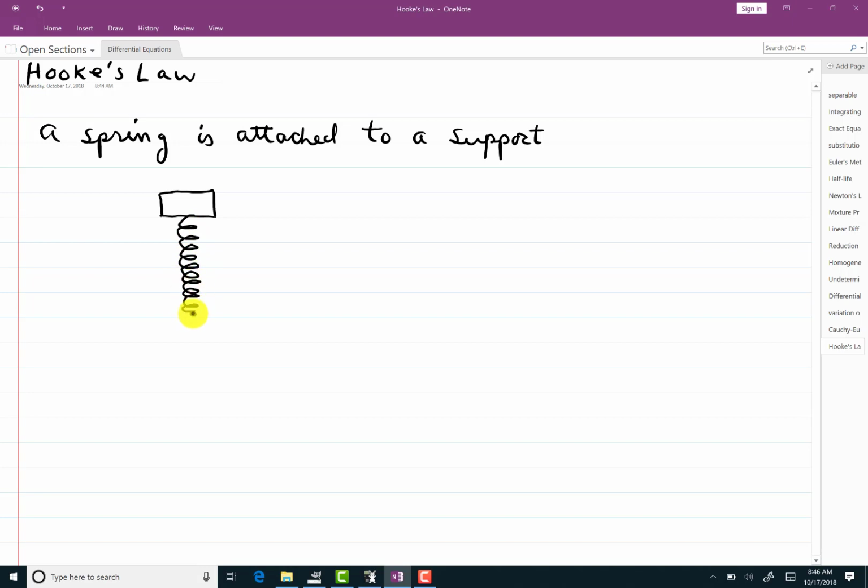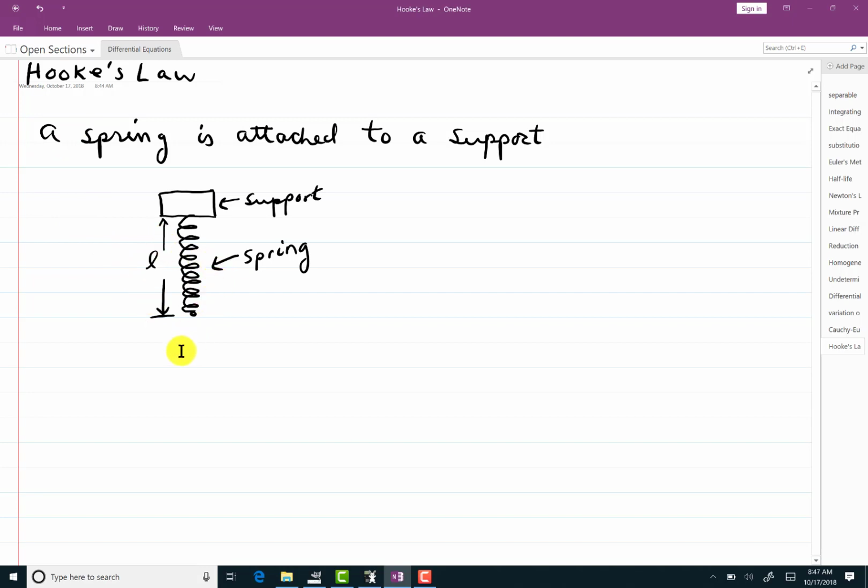So here's your support. That support is non-movable. It's rigidly supported. Here's our spring. And right now it's just hanging with nothing attached to it, so it's not being stretched in any way. So I'm going to refer to its length as lowercase l.